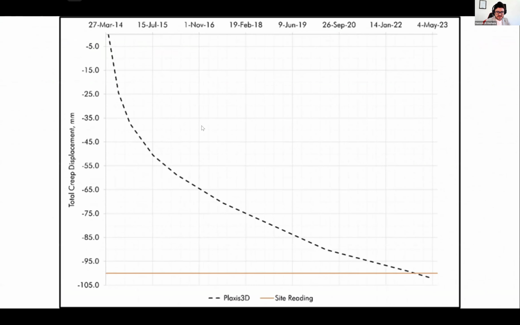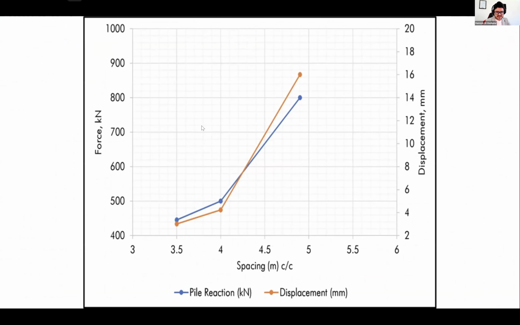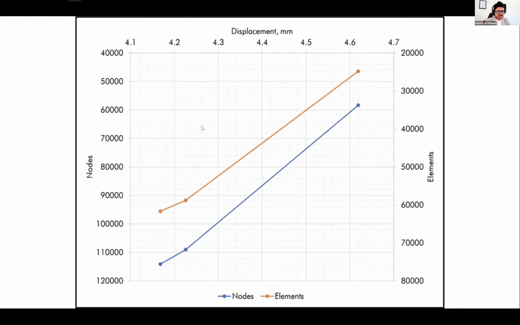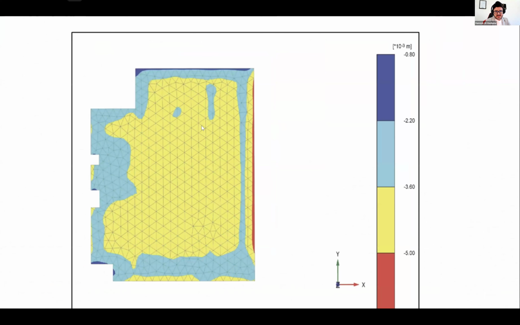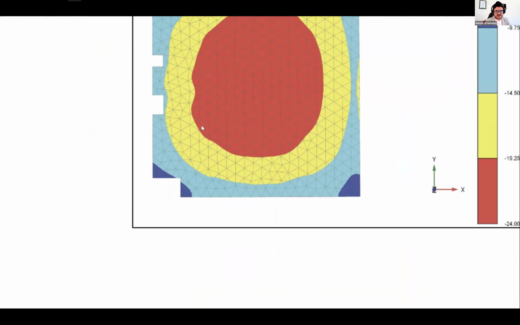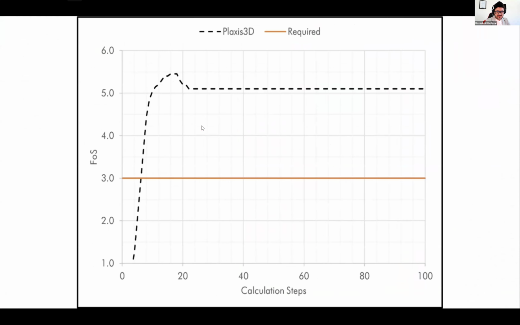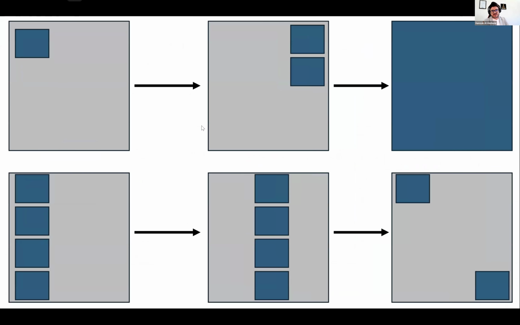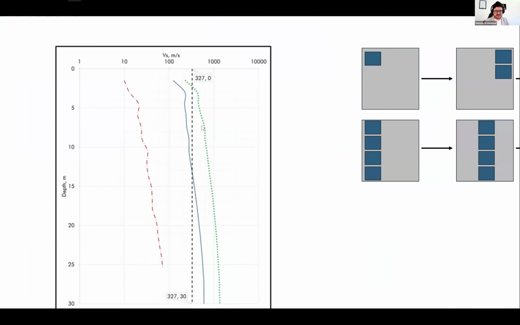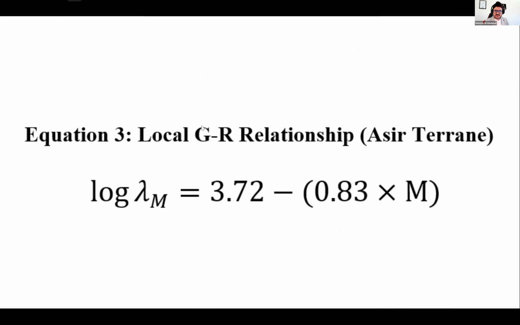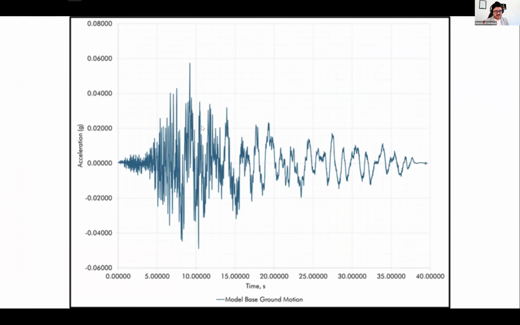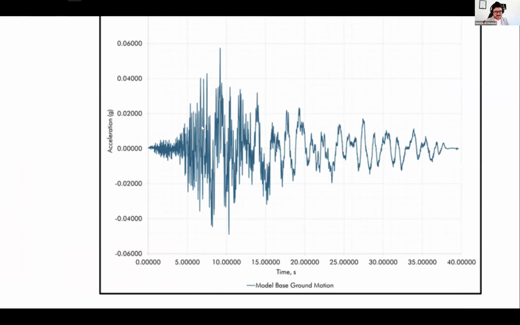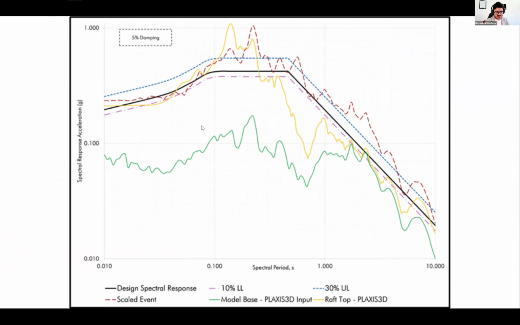And this is the total displacement, the creep displacement. Again, a sensitivity analysis for the number of the micropiles and the spacing. Also the mesh. This is the total displacement in the short term, in the long term, during the design life of the structure. The tilt and rotation, the factor of safety, the load pattern analysis, because this is a warehouse, so we expect the load not to be applied at once, but in different patterns. The shear wave velocity, the G-gamma relationship for the earthquake data, the liquefaction analysis, and we have a model-based ground motion scaled from an event in Saudi Arabia.